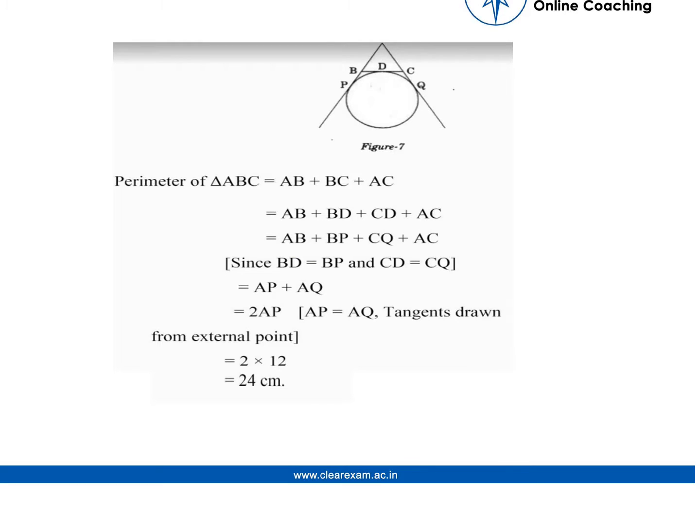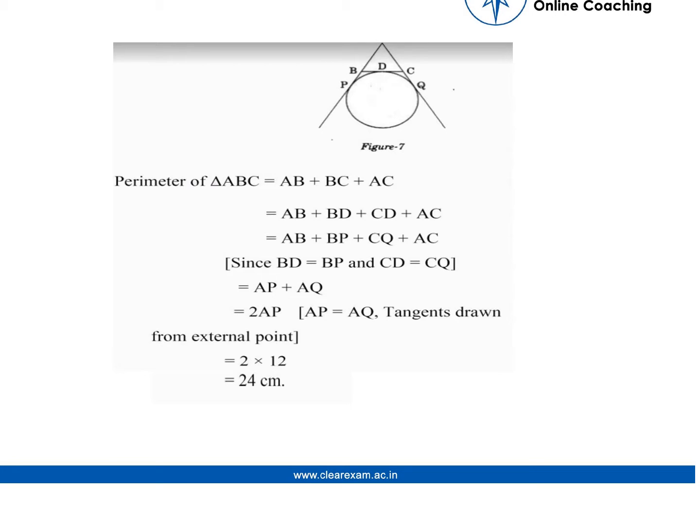Moving on to the second part, as we are given this figure, we have to find the perimeter of the triangle ABC. The triangle perimeter is equal to AB plus BC plus AC. And as we know, the lines AP and AQ are tangent to the circle, therefore the lengths of BP and BD are equal, and the lengths of CD and CQ are also equal.